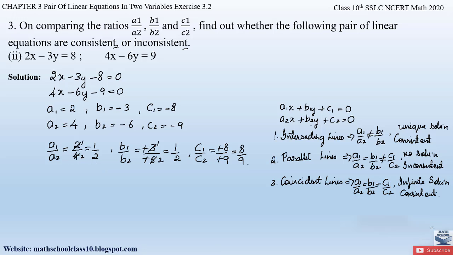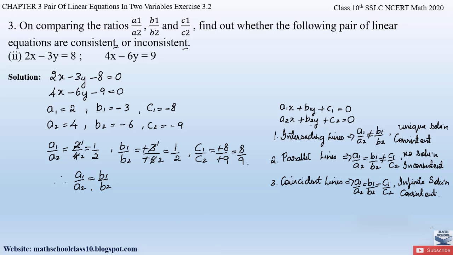So here if you compare, the ratio A1 by A2 is 1 by 2 and B1 by B2 is 1 by 2. Therefore, we have A1 by A2 is equal to B1 by B2, right? Now you compare with C1 by C2, it is 8 by 9, which is not equal to the ratios of A1 by A2 and B1 by B2. So when do we obtain such a condition? If you look at the table, A1 by A2 is equal to B1 by B2 and not equal to C1 by C2 when the lines are parallel to each other, and when the lines are parallel to each other, we obtain no solution and therefore the lines will be inconsistent.